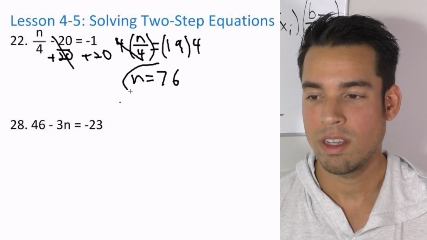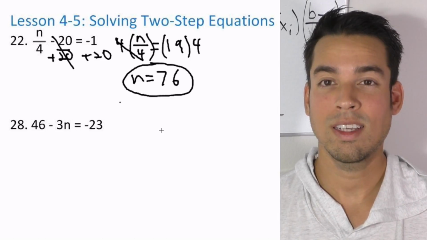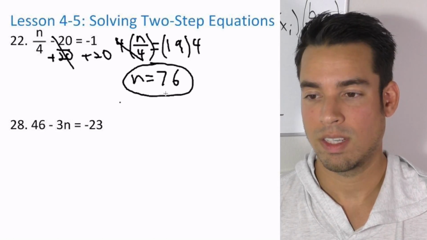That's the mental math again, right? 4 times 10 is 40. 4 times 9 is 36. We add them together and we get 76.